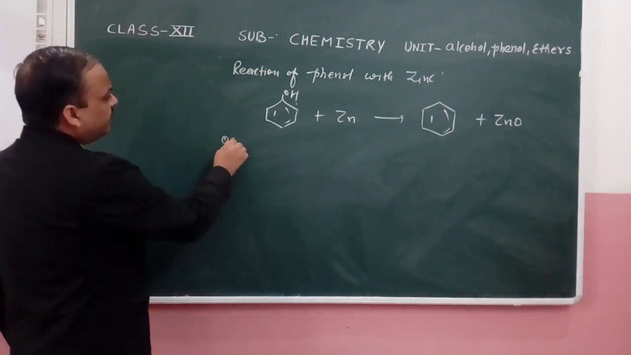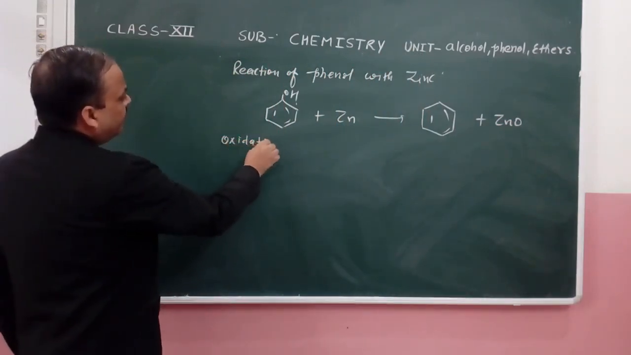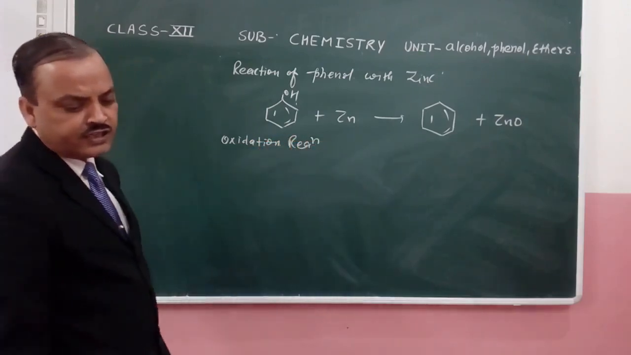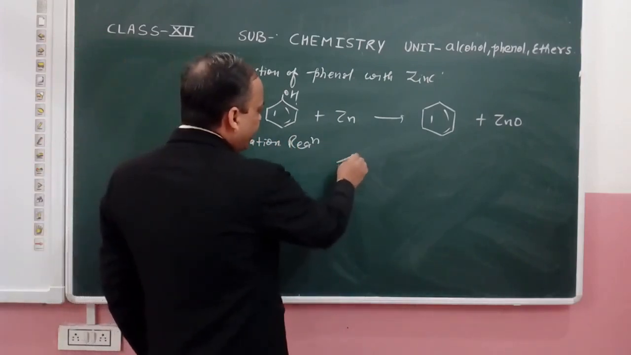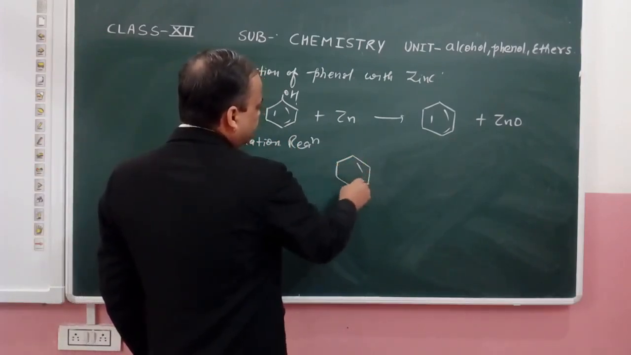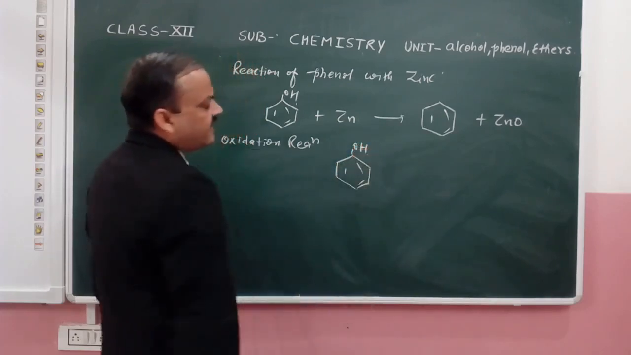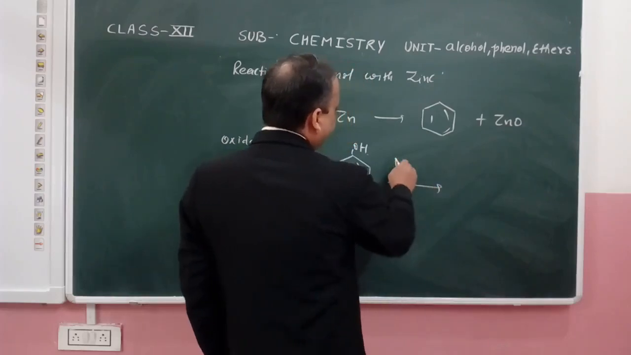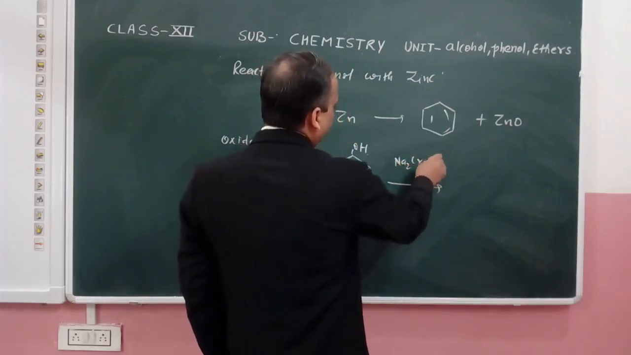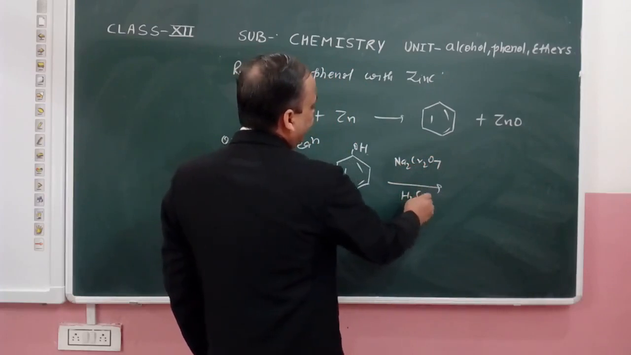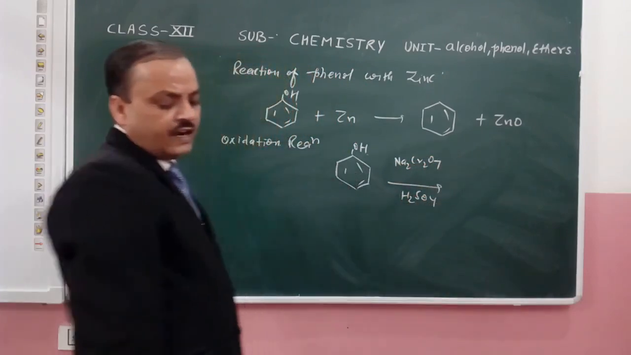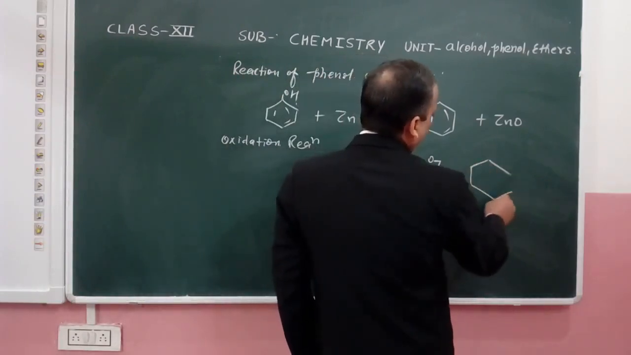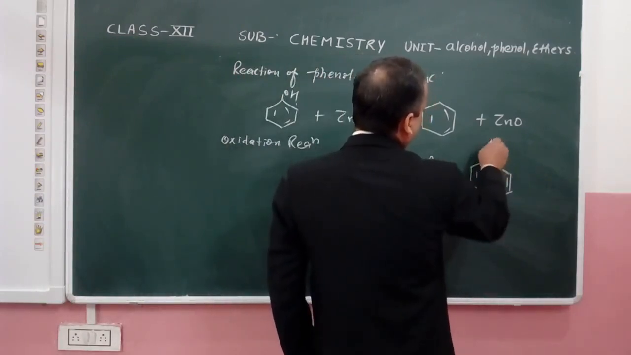In the oxidation reactions of phenol, what do we have? In these oxidation reactions, when phenol gets oxidized in the presence of sodium dichromate, Na2Cr2O7, in an acidic medium of H2SO4, it is converted into benzoquinone.